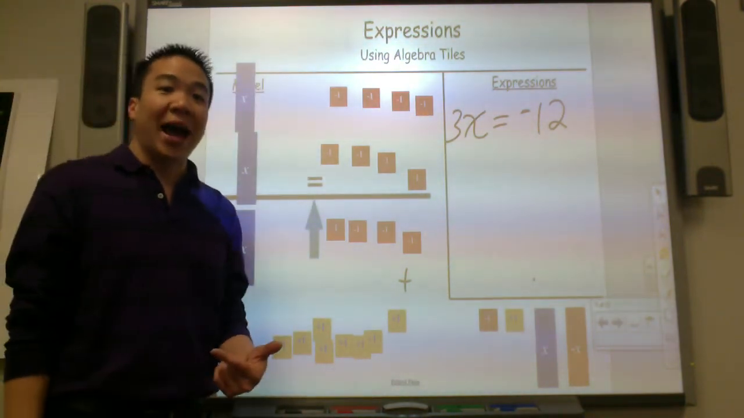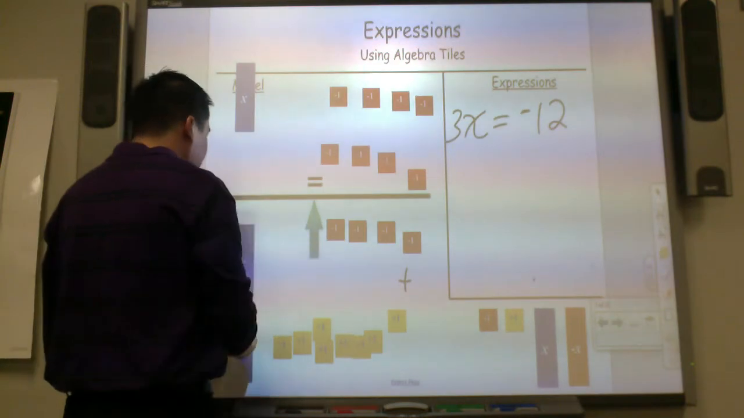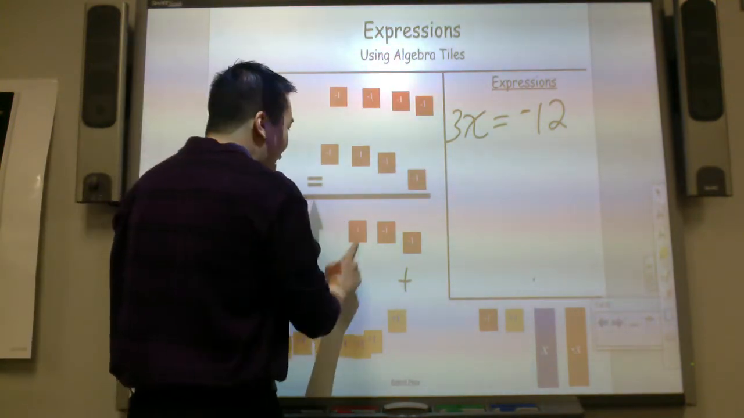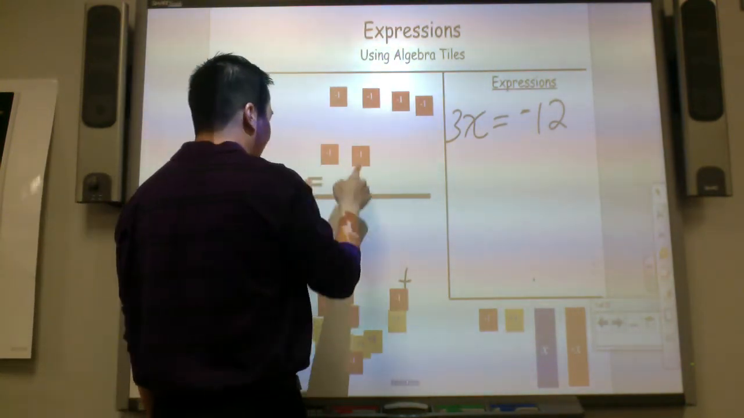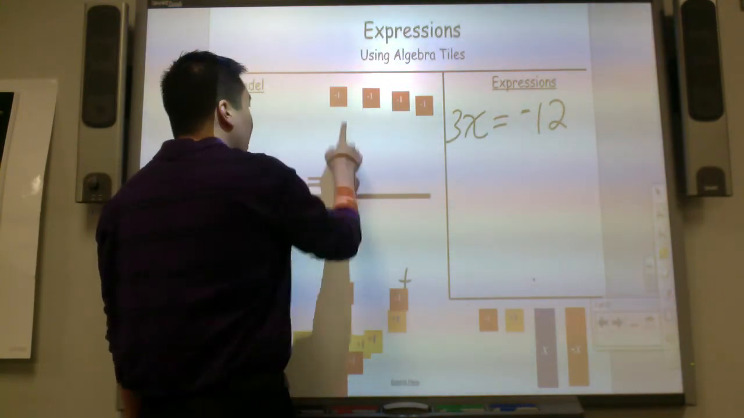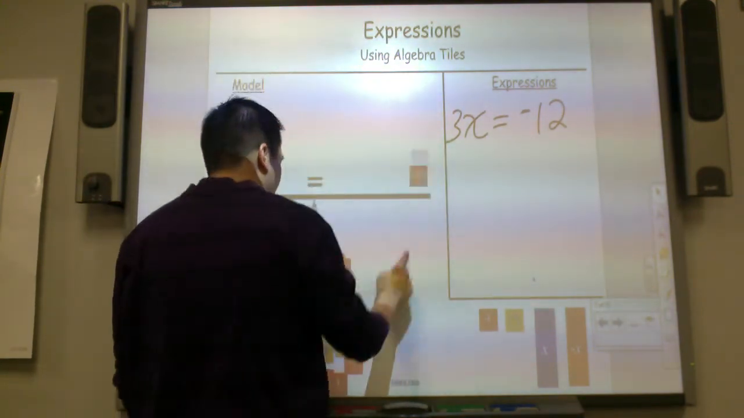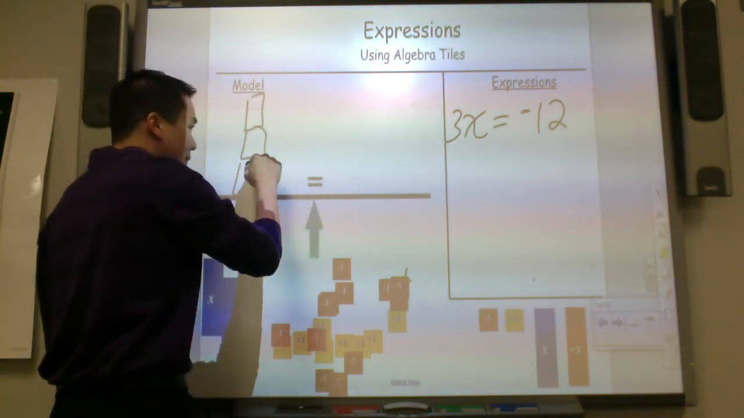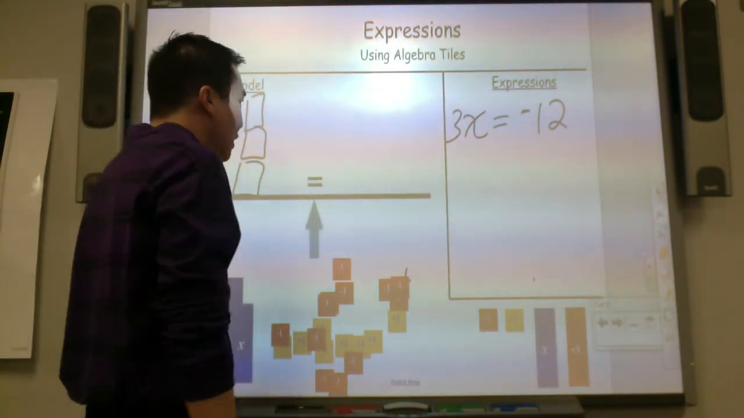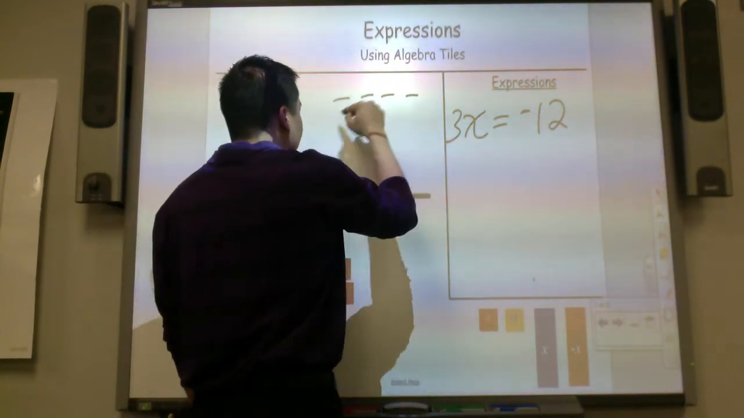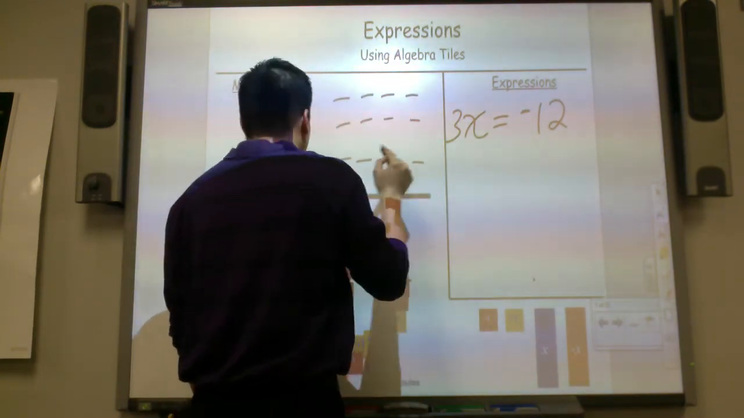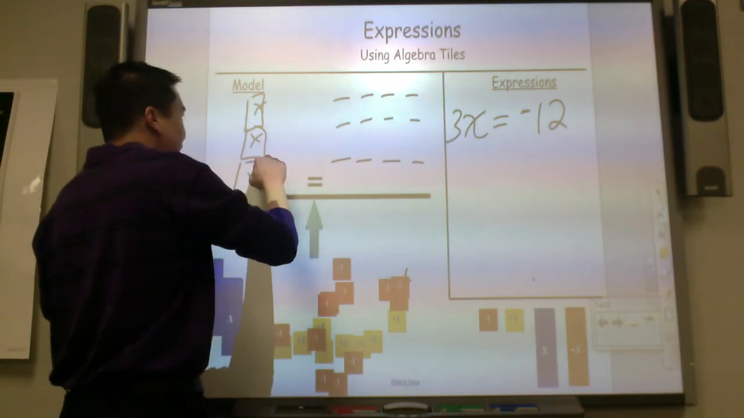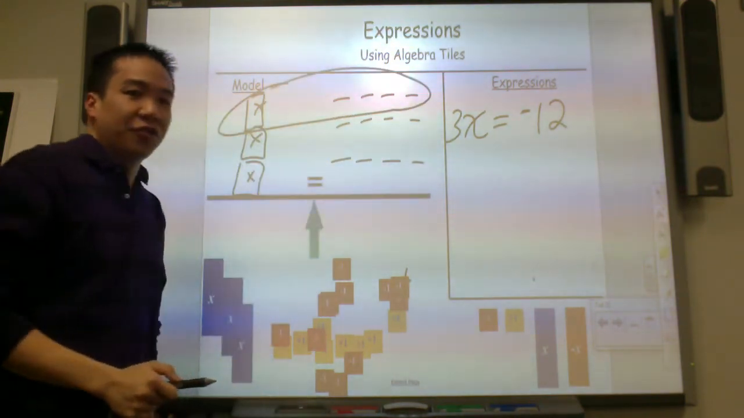Again, what if you don't have drawings, algebra tiles? Could you solve this without your algebra tile? Of course you can. So how would you solve this without algebra tile? You would draw 3 x's on the left side. Then you would draw 12 negatives. Each x is equal to negative 4.